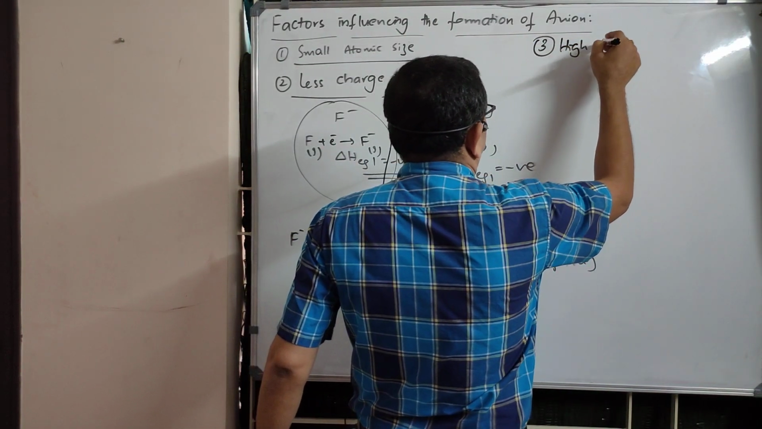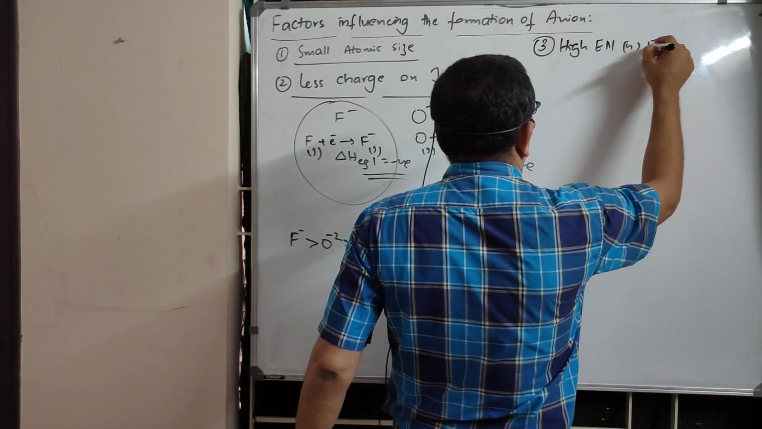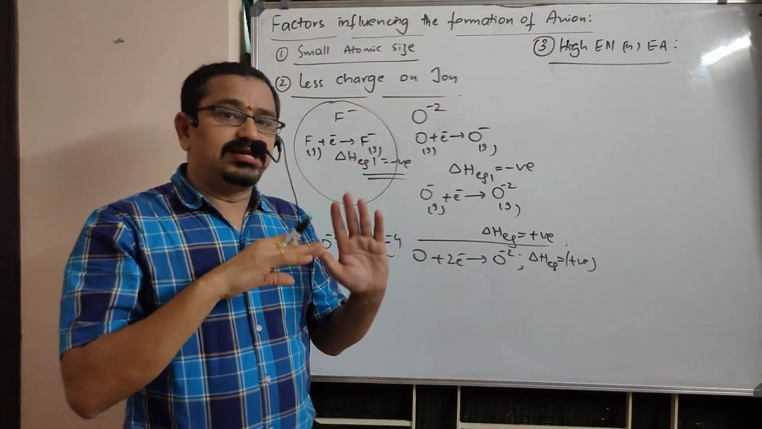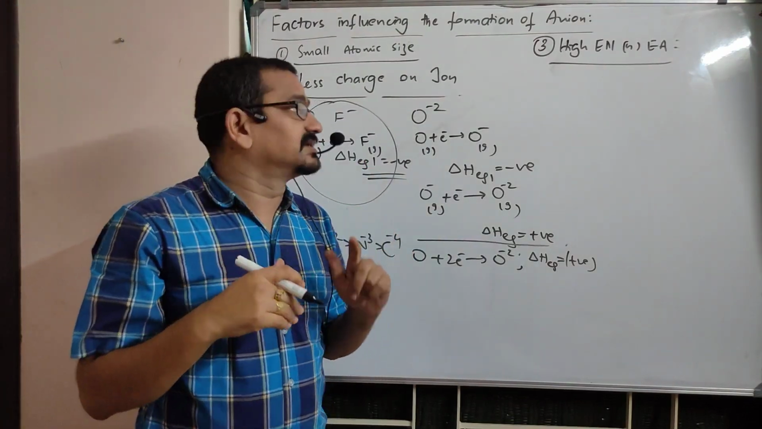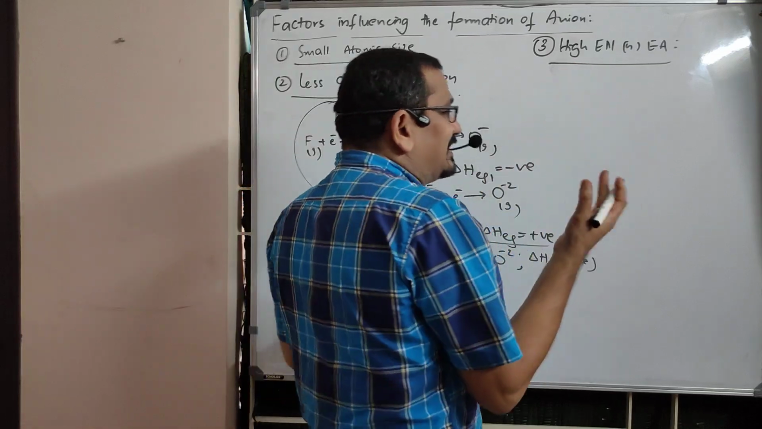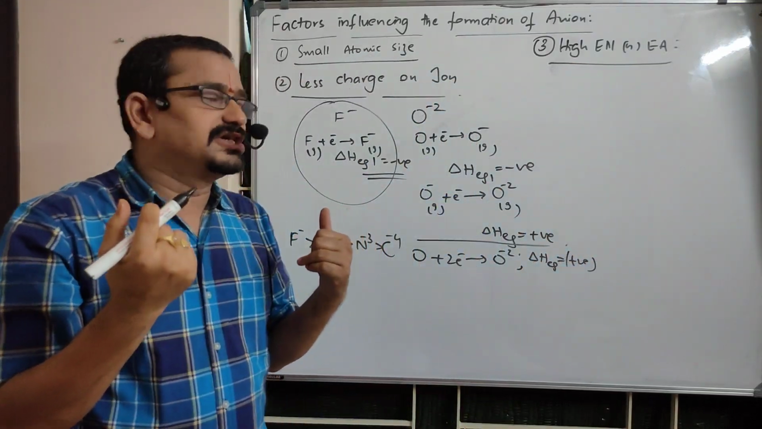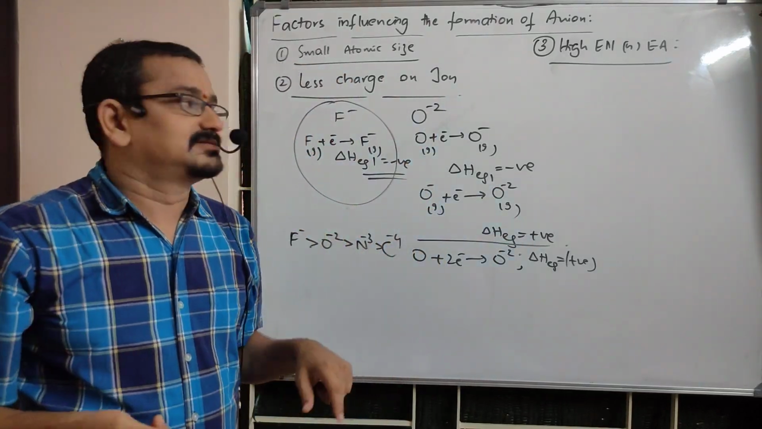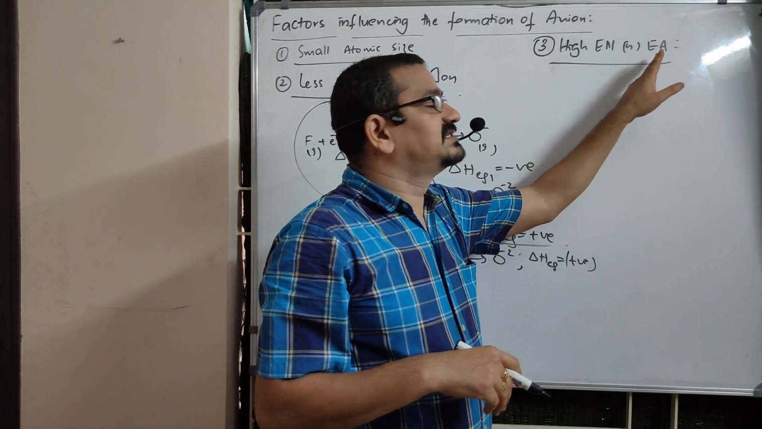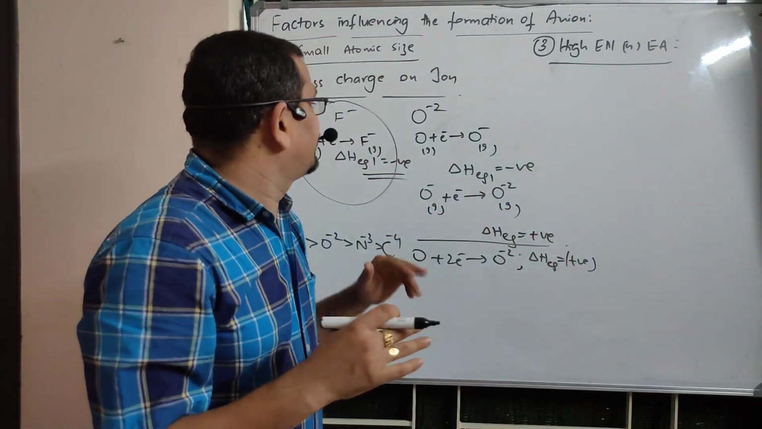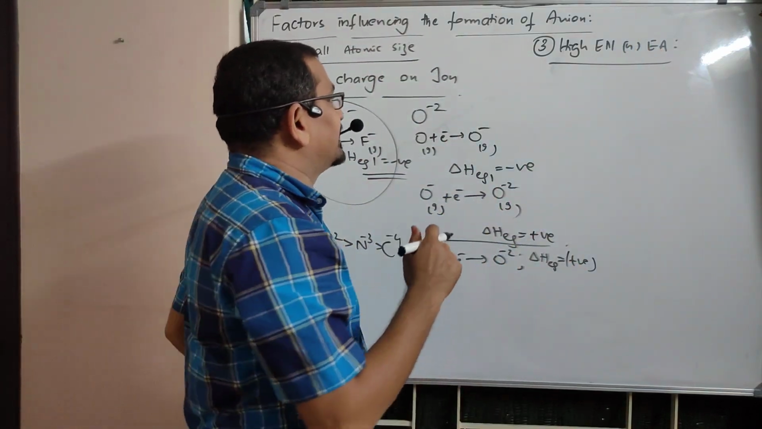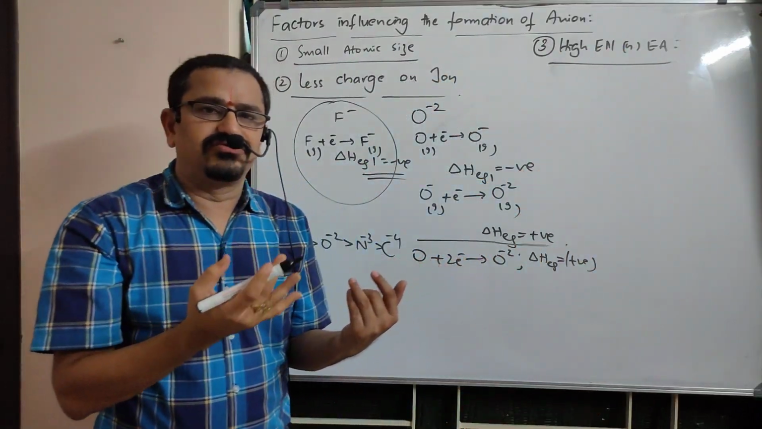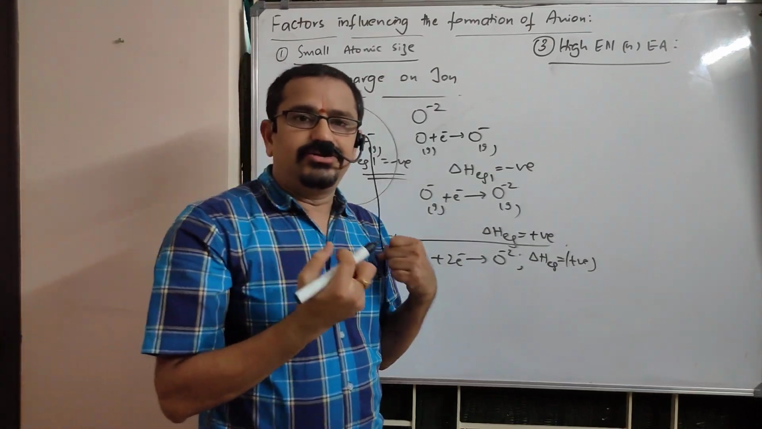The third factor is high electronegativity or electron affinity. We discussed electron gain enthalpy and electron affinity also, right? Electronegativity is the tendency of an atom to attract the shared pair, whereas electron affinity is its ability to gain electrons. This is to attract more towards itself, this is to gain towards itself. Of course, both factors help us in predicting the formation of anion. Usually, the more electronegativity or electron affinity, the easier is the ability to gain electrons.